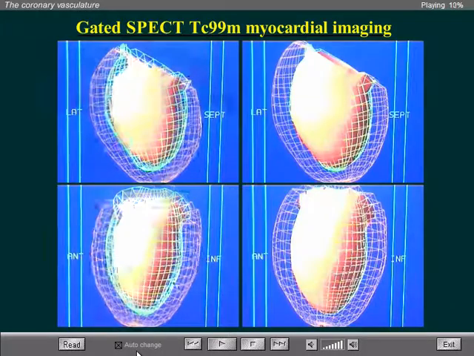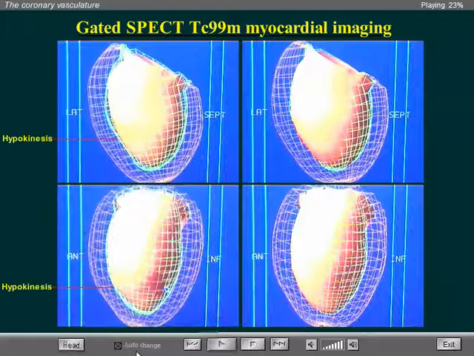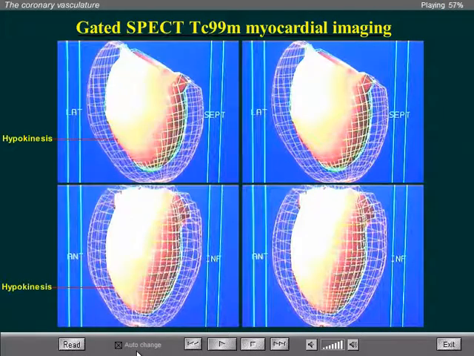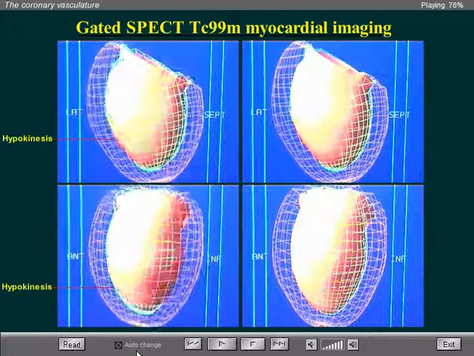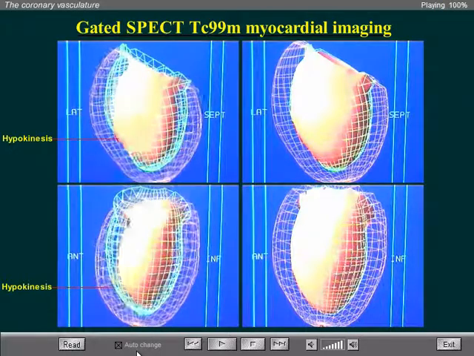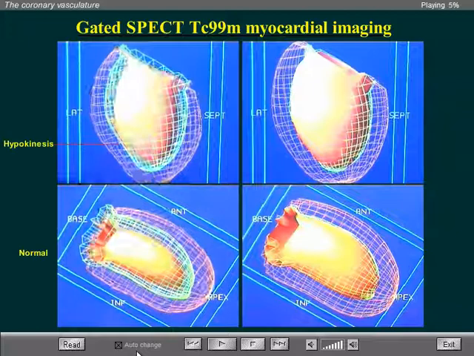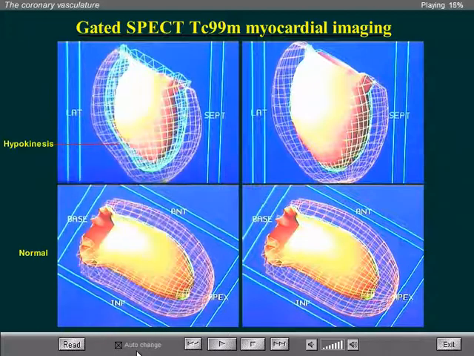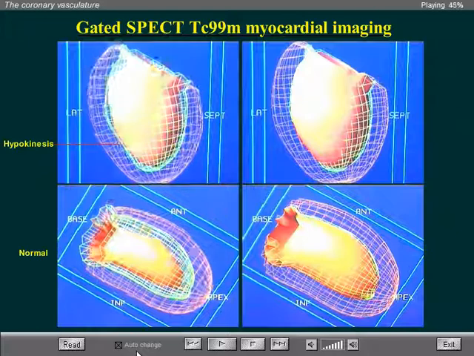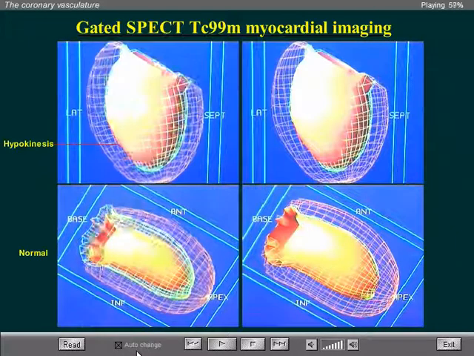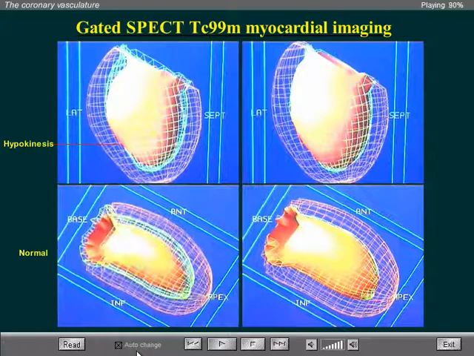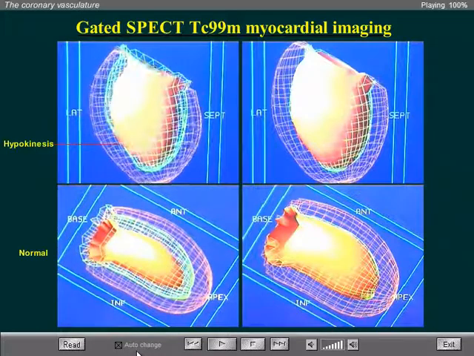These images reveal an area of hypokinesis in the anterior lateral portion of the left ventricle close to the cardiac apex. So this is a region that does not contract as energetically as the rest of the ventricle. In this case, we can see the abnormal left ventricle in the upper image with the area of hypokinesis close to the left apex, and below we see the long axis of the normally contracting left ventricle.